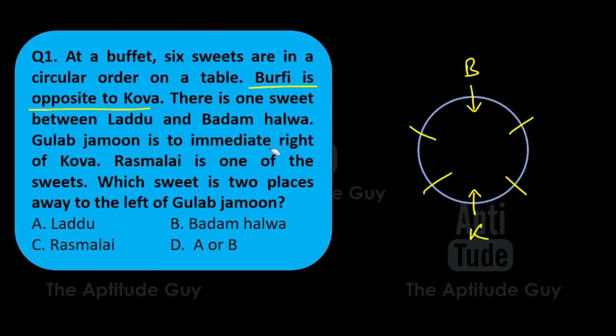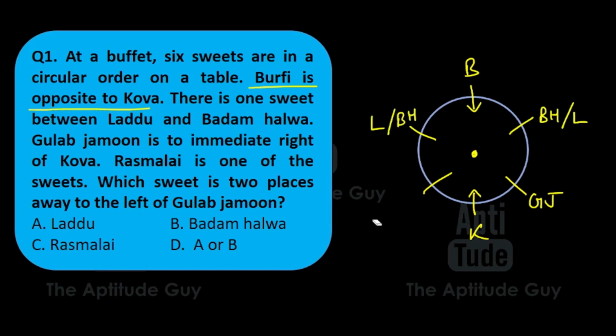Gulab jamun is to the immediate right of kova. Alright. Kova is over here facing the center like this. So facing north, the immediate right is this side. So gulab jamun is right here. Done. That means laddu and badam halwa will be here, or laddu and badam halwa will be here.